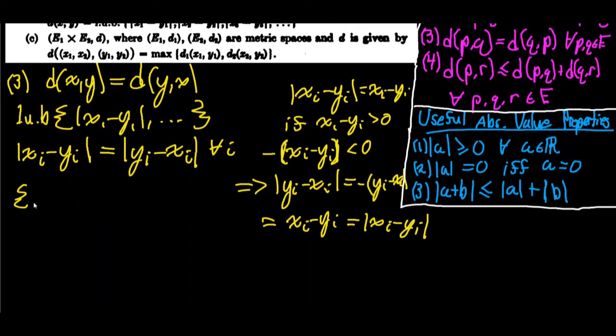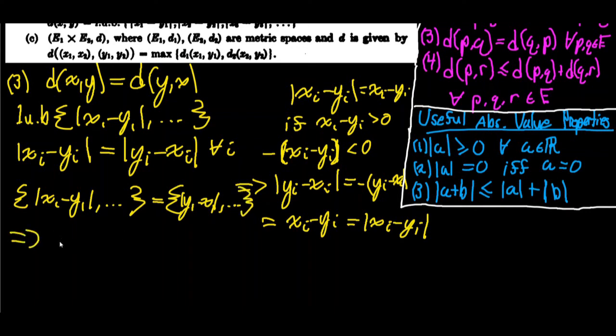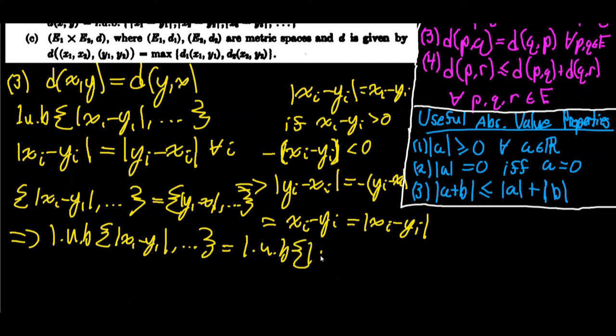So therefore the set {|x1 - y1|, and so on} is equal to the set {|y1 - x1|, and so on}. Therefore, if two sets are equal, then the least upper bound of two equal sets is the same. So the least upper bound of this set is the same as the least upper bound of this set because they're the same set. So the least upper bound of |x1 - y1|, and so on, is equal to the least upper bound of |y1 - x1|, and so on.